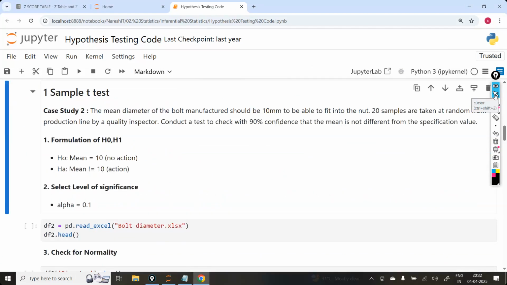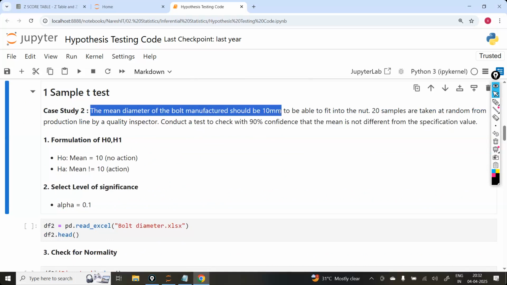Now, coming to the second question. For this question, the mean diameter of the bolts from the manufacturing company should be 10 mm. The bolt should be 10 mm in order to fit into a nut. Bolt size should be 10 mm. Then only it can fit in the nut exactly.